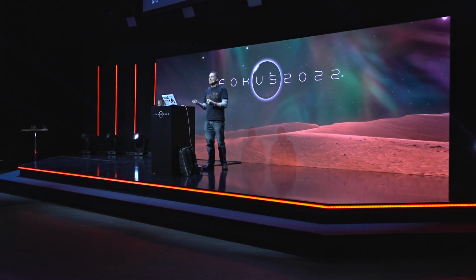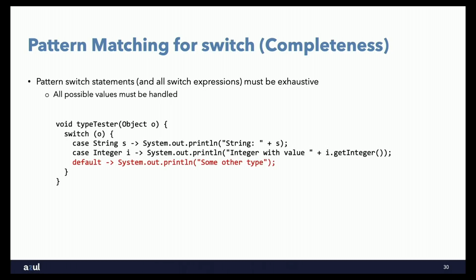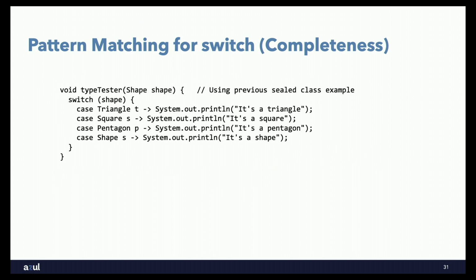But that doesn't really make much sense, and the decision was made that it's actually better to handle all possible situations. If you don't handle all possible situations, the compiler will give you an error. The logical thing to solve that problem is to simply add a default case. Now, if it's a string, we print out the string. If it's an integer, we print out the value. Anything else, we just print out a message which says some other type. So now we have got completeness. Any type that we pass to that will be handled by the switch statement there.